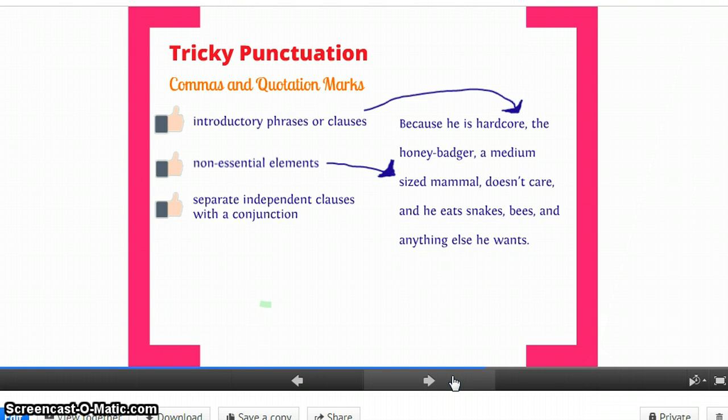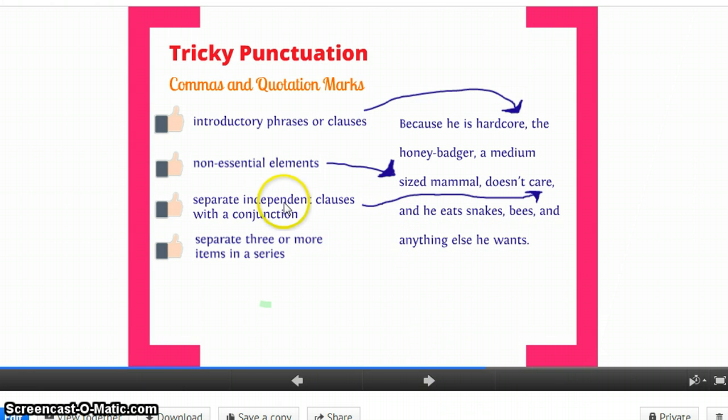Next, to separate independent clauses with a conjunction. That's the main use for a comma. We have an independent clause here, the honey badger doesn't care. And then we have an independent clause here, he eats snakes, bees, and anything else. So we have our comma and conjunction to separate those.